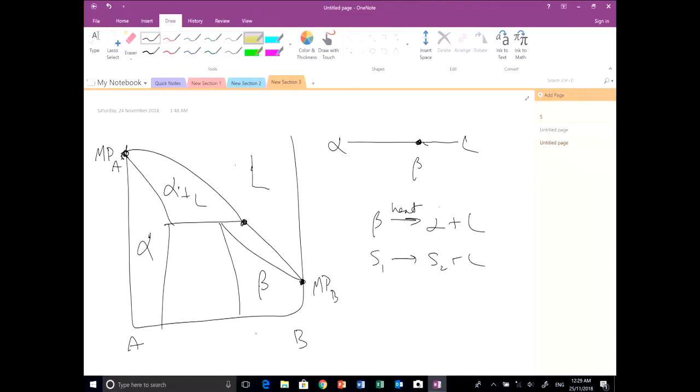All right, so now my question is this. Is B congruently melting or incongruently melting? Is B congruently or incongruently melting? Raise your hand if you don't know the answer. Raise your hand if you do know the answer.